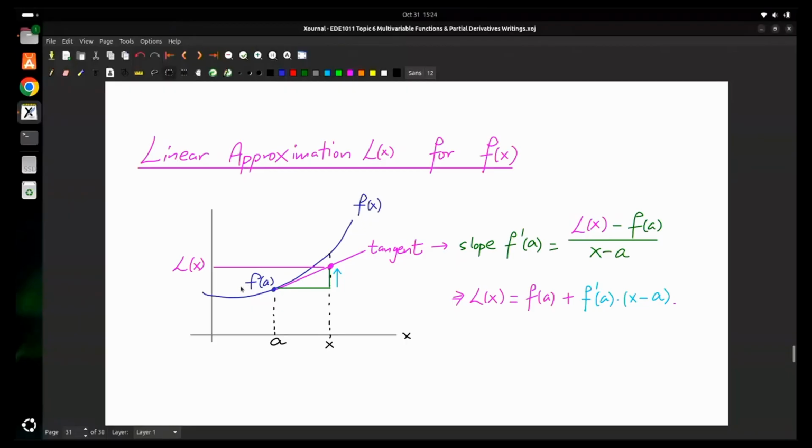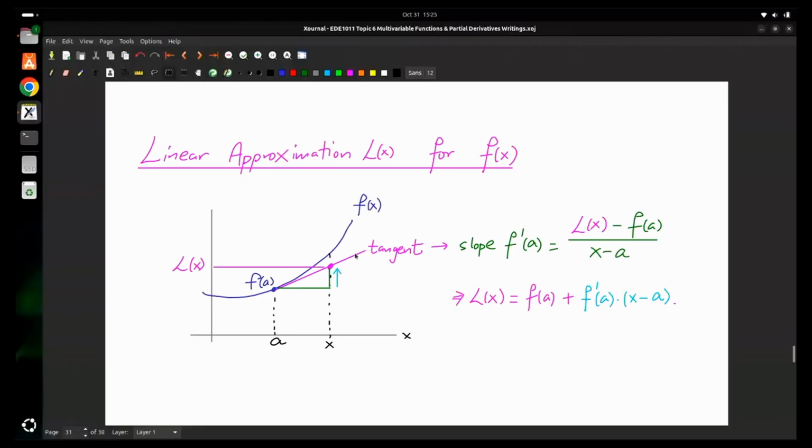So the thing is like this. Let's say you have a function f of x, a blue curve. Now instead of calculating the function value, say f of x at this point, you are going to use a tangent to approximate the function value here. So you want an approximation of the function value at x using a known function value at x equals a. You know the function value at a, but you don't know the function value at x, so you make an approximation using the tangent.